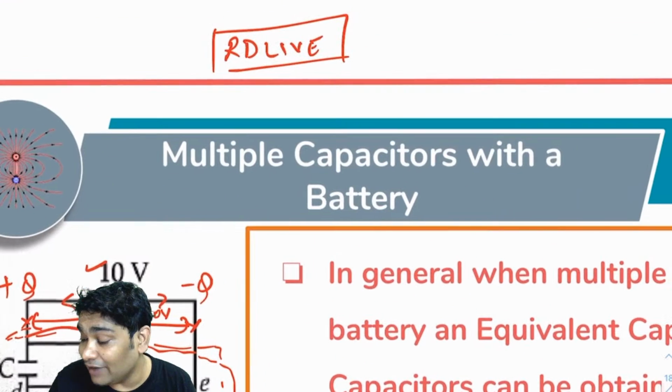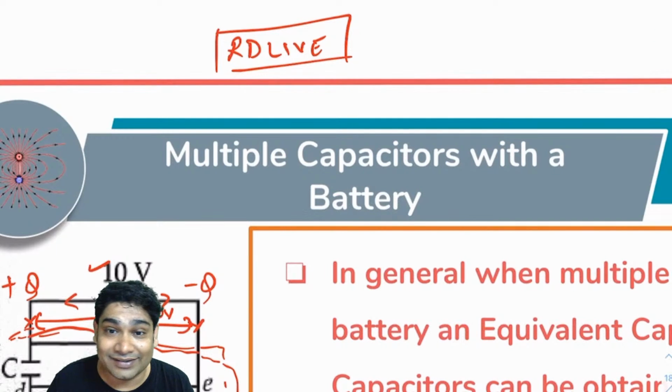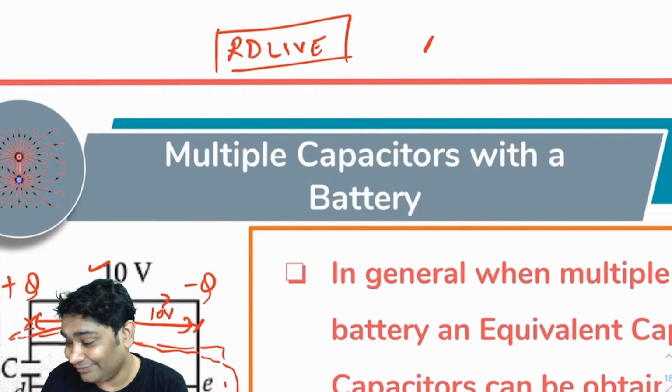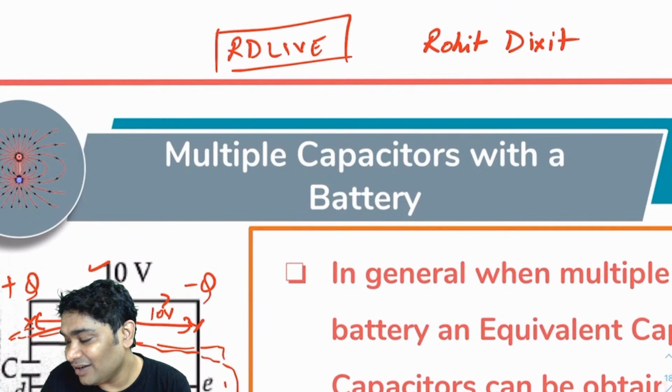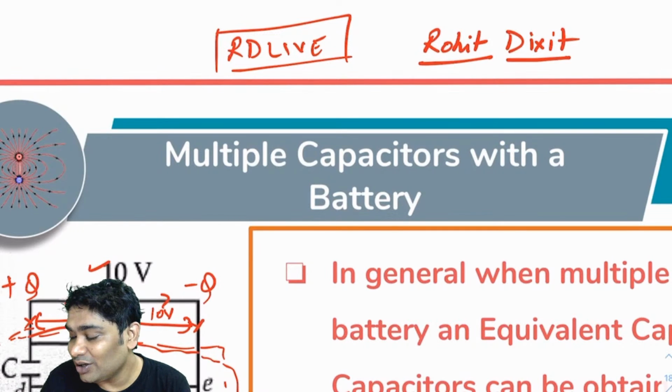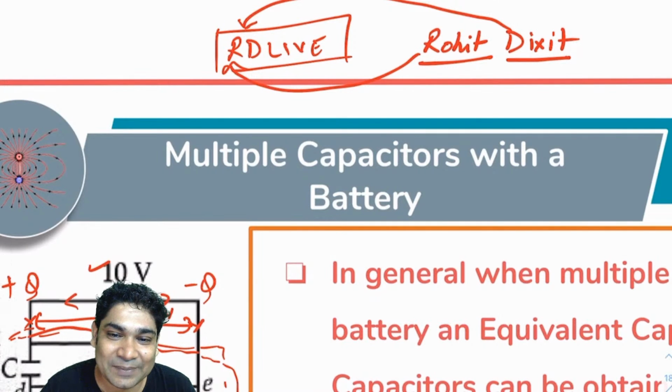It is RD live, RD. Rohit Dixit, RD. That is my name, RD, Rohit Dixit. So R from Rohit, D from Dixit, live. Okay.